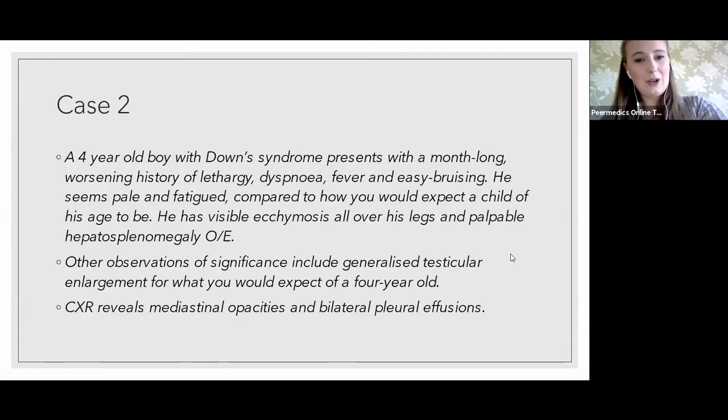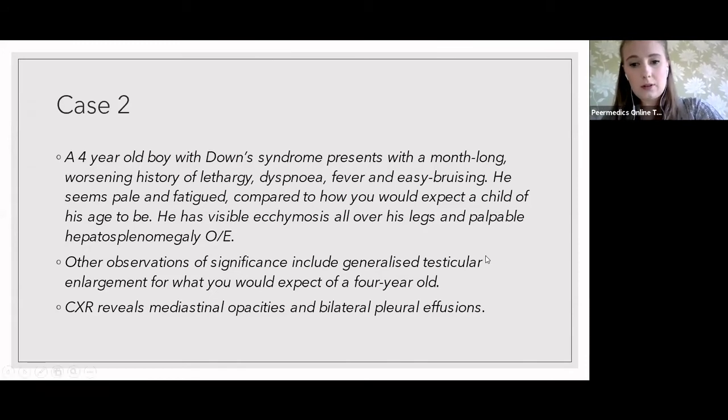So case 2. We've got a 4-year-old boy with Down syndrome who presents with a month-long worsening history of lethargy, dyspnea, fever, and easy bruising. He seems pale and fatigued compared to how you'd expect a child of his age to be. He has a lot of bruising all over his legs, and you can feel his liver and his spleen when palpating the abdomen. Other observations are that he's got generalised testicular enlargement for what you'd expect of a 4-year-old. And when you send off for a chest x-ray, it reveals multiple mediastinal opacities and bilateral pleural effusions.